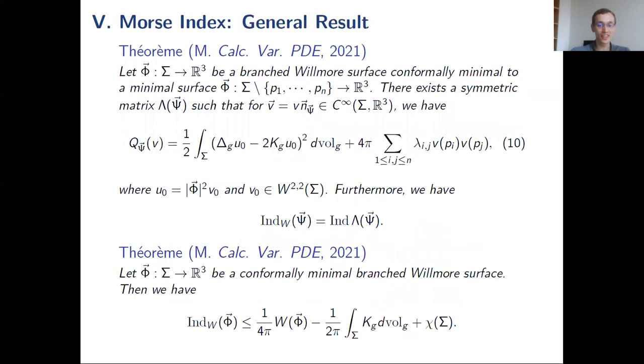And finally, I give the result. So it's the same. You can compute this renormalized energy, and we have the same formula, and we can also find variations such that the first positive term will vanish. And so we get this nice formula that the Morse index is less than 1 over 4 pi times the Willmore energy minus 1 over 2 pi times the Gauss curvature plus the Euler characteristic. So if you were an immersion, of course, the last two terms would vanish.